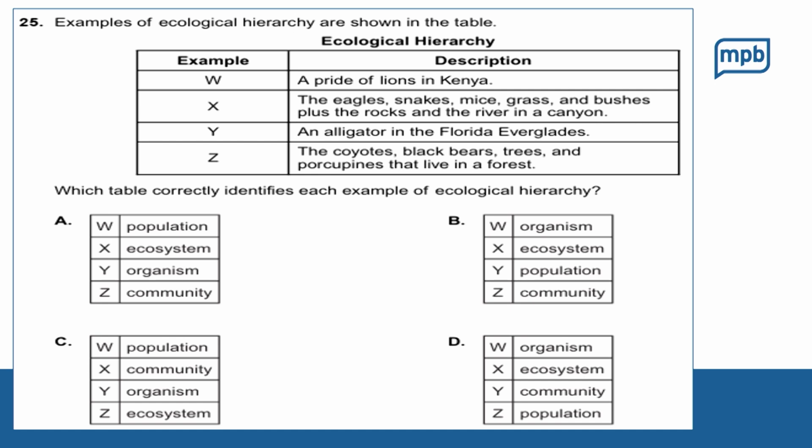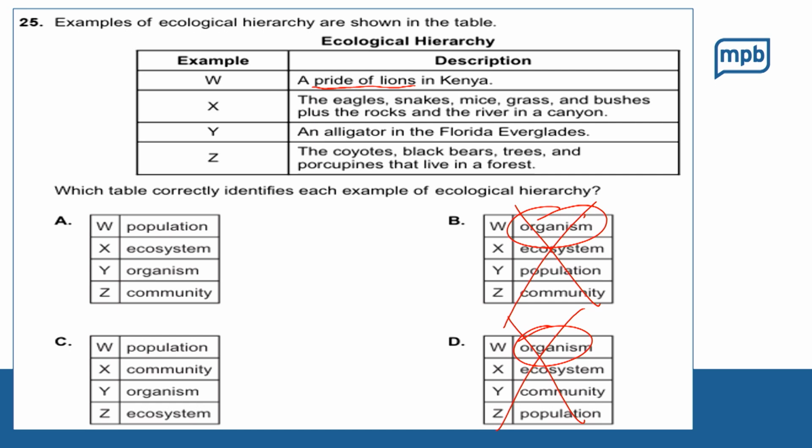So we need to find which of these answer choices is going to fit that the best. Okay, so a pride of lions, this is going to be a population because a lot of one type of organism is a population. So that means we can get rid of D and B because W they have listed as something else. So those aren't the right answers.